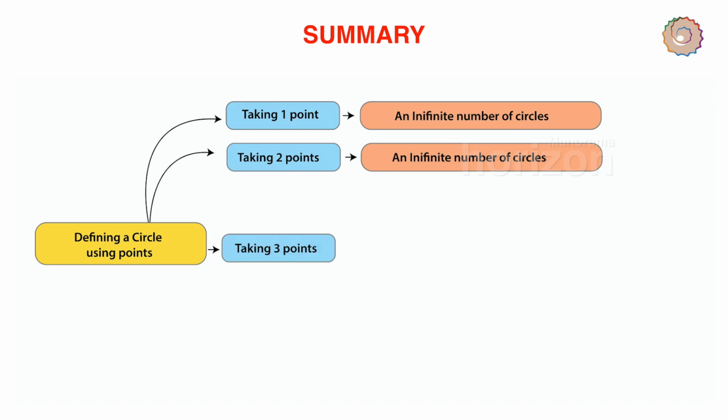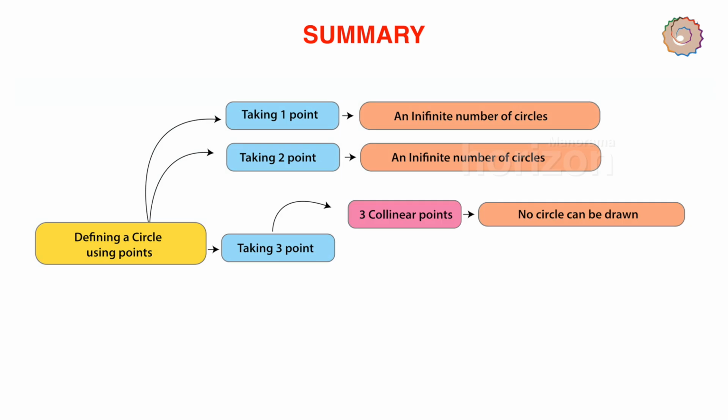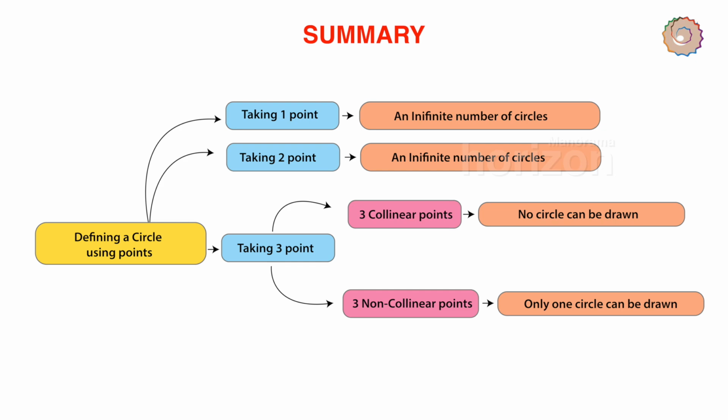Taking 3 points, again we have two cases. With 3 collinear points, we have seen no circle can be drawn touching all 3 points. With 3 non-collinear points, we have seen only one circle passes touching all the 3 non-collinear points.